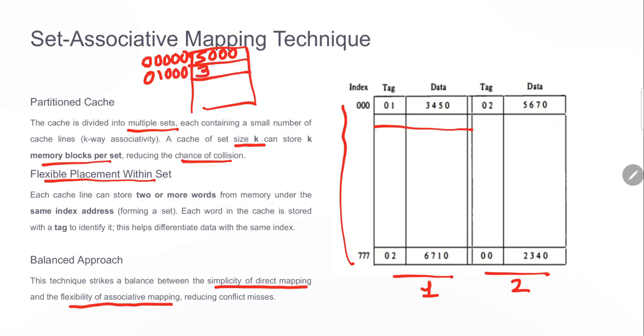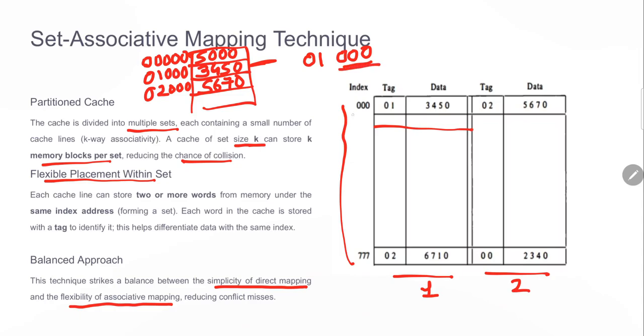And that is having 3450. And then I have some other data at location 02000, and that is having 5670. So suppose first I want to store this. It is again the same thing. It is divided into two parts: first is a tag and another one is index.